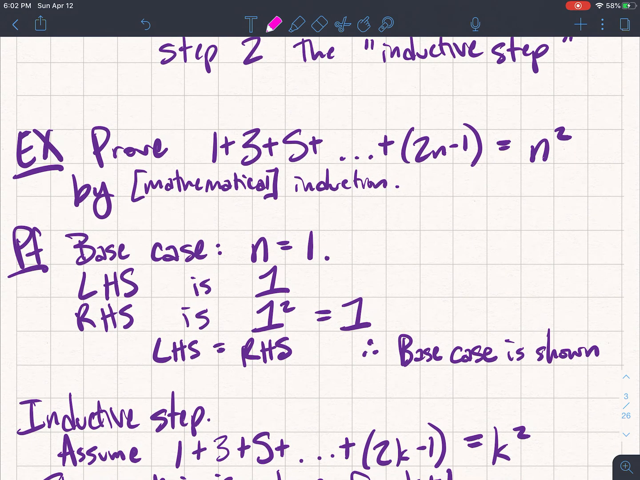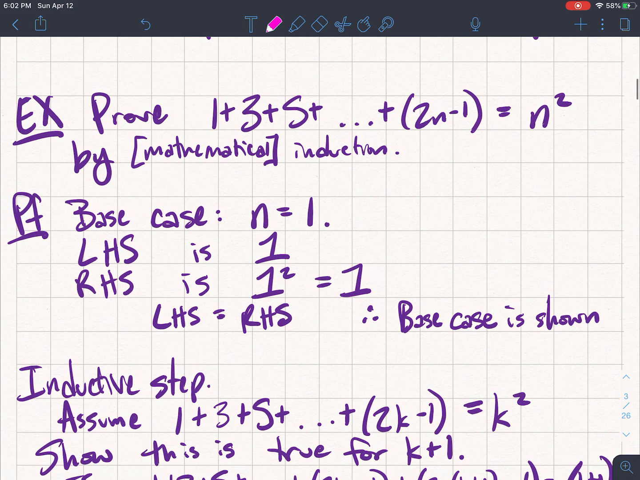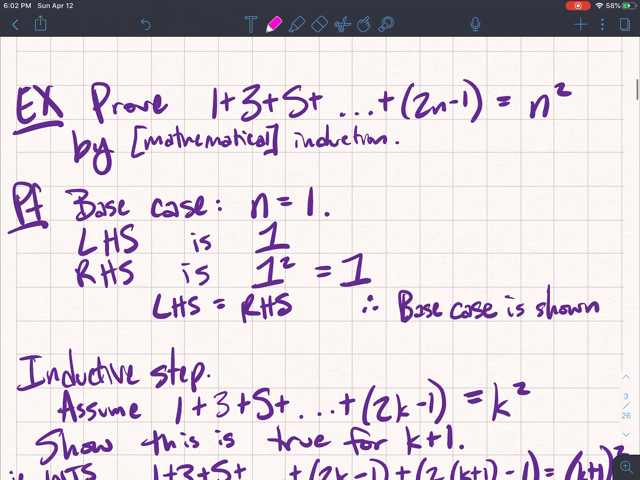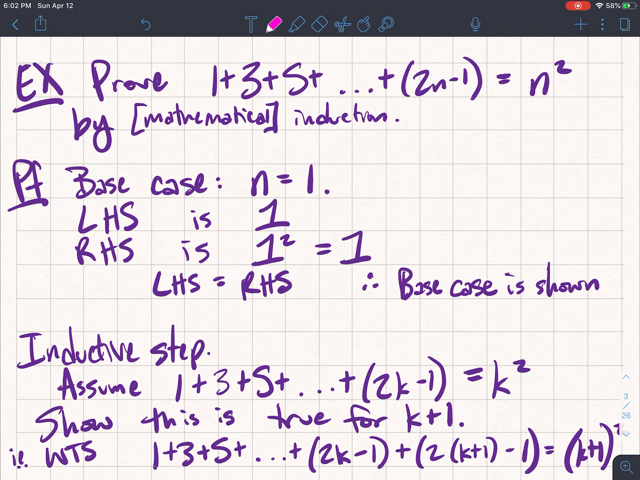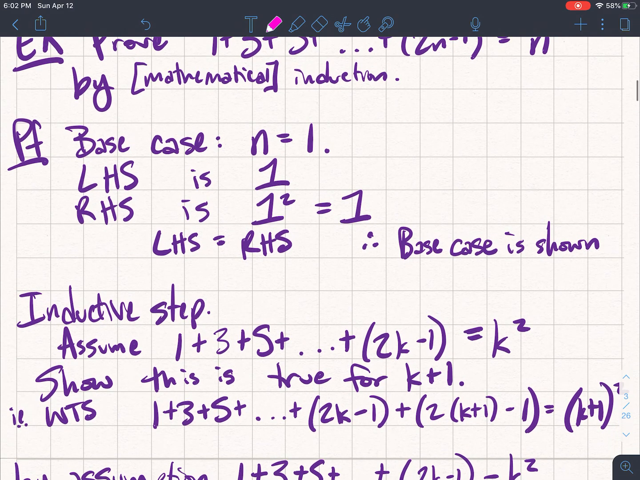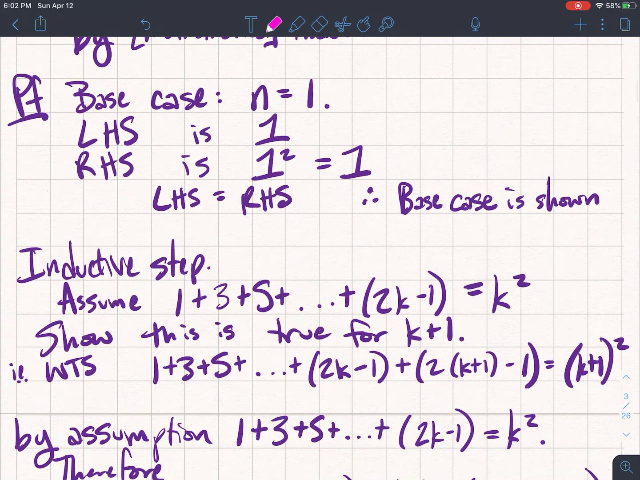I assume that the statement is true for some natural number k. And then I have to show that this is true for the next natural number, k plus 1. Writing that out in symbols, here you go. I just took the thing that I'm trying to prove and stuck k plus 1 in instead of k. That's all I did. By assumption, we know 1 plus 3 plus 5 up to 2k minus 1 equals k squared. I know that for sure. That's what I'm assuming to be true.